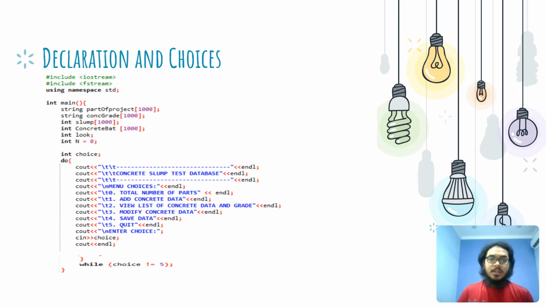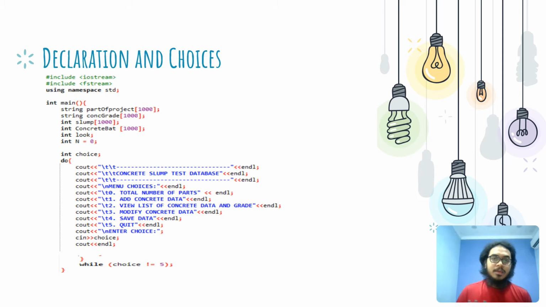Firstly, I will talk about the declaration and choices for this program. So first of all, I will use the include iostream and also the include fstream by using the namespace std. So for the main program, I will use the integer main. So for this program, I will use six declarations.